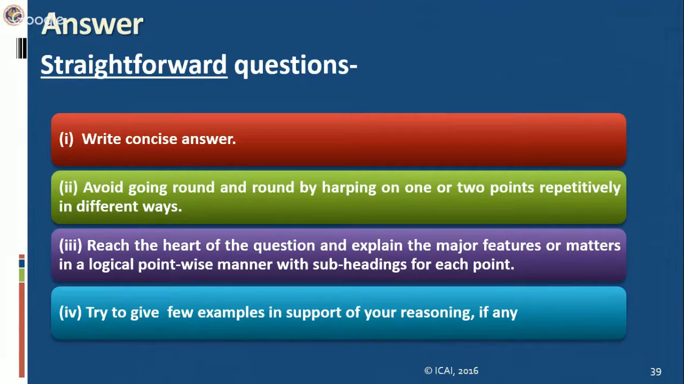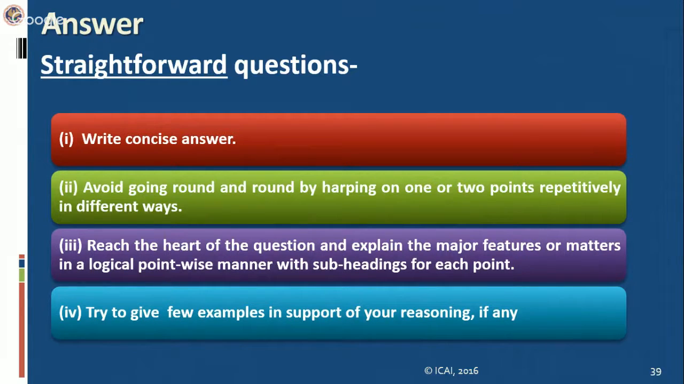Avoid going round and round by harping on 1 or 2 points repetitively in different ways, like you are writing a particular point in 2 different languages. For example, if you have a question, describe yourself, and you're writing in one point is my name is ABC, and in another point you are writing ABC is my name, then this kind of repetition using active passive languages should be avoided in your examination.